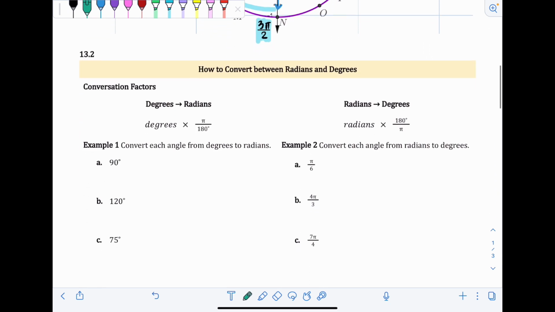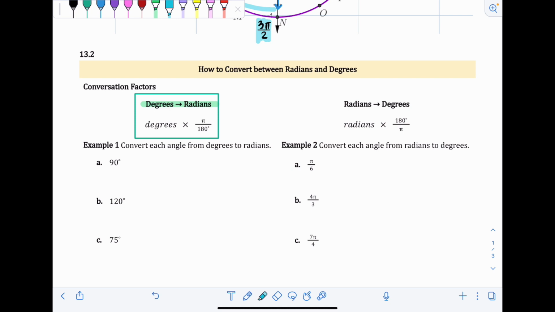Moving down to 13.2, in this section, we're going to learn how to convert between radians and degrees. If you are given degrees and you would like to convert them to radians, you're going to take the degree number and multiply it by pi over 180.